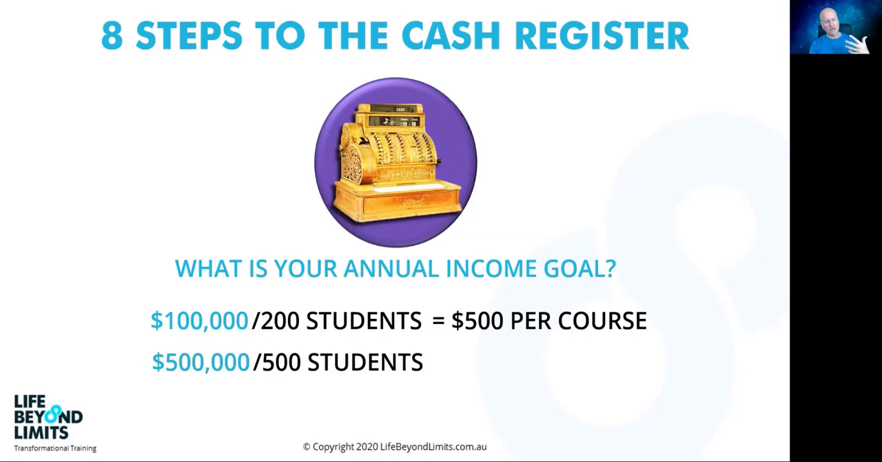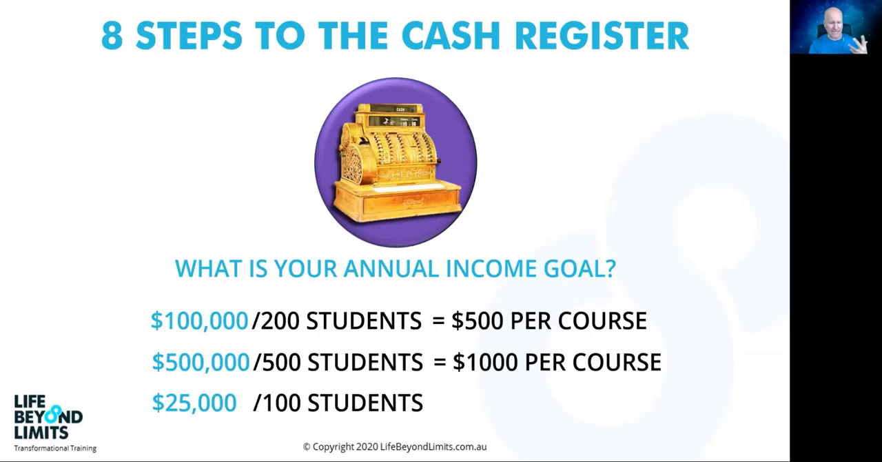So if your goal is 500,000 and you want 500 students, it's got to be about $1,000 per course in order to make that per year. If your goal is much smaller and you just want to make $25,000, and you think you can get about 100 students into your program at $250 per course, or if your course is $25, all of a sudden it's a thousand students that you really want to get in the course.